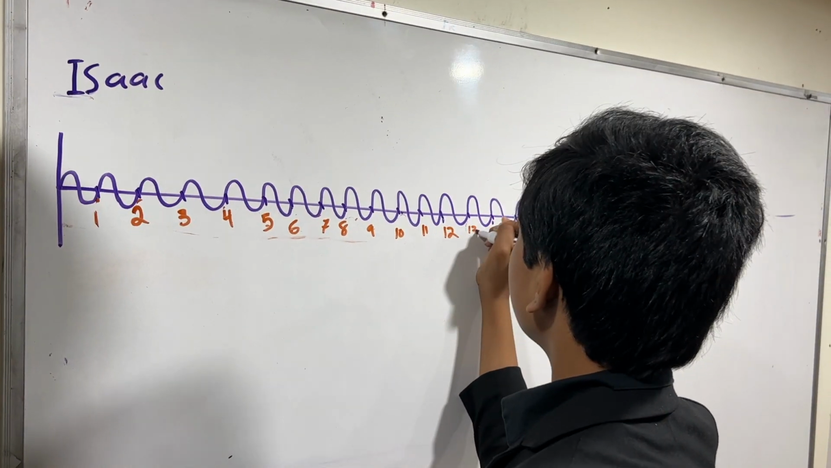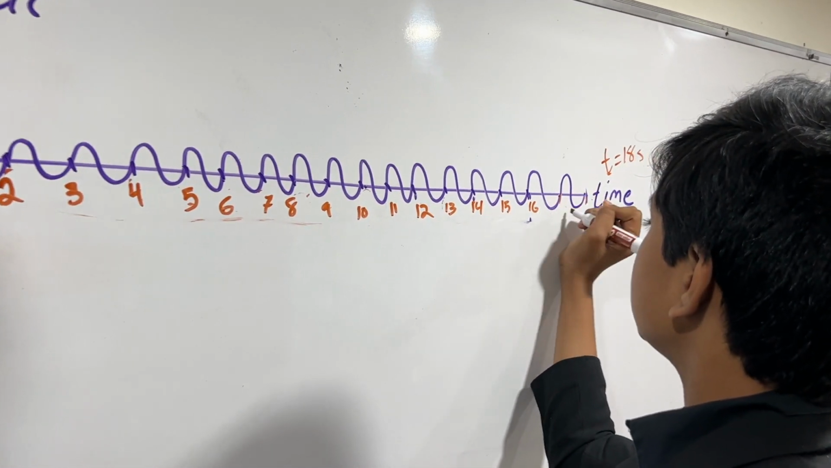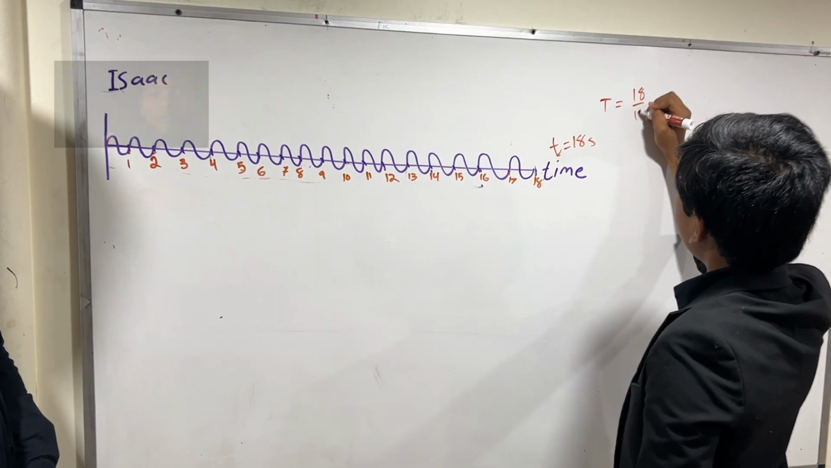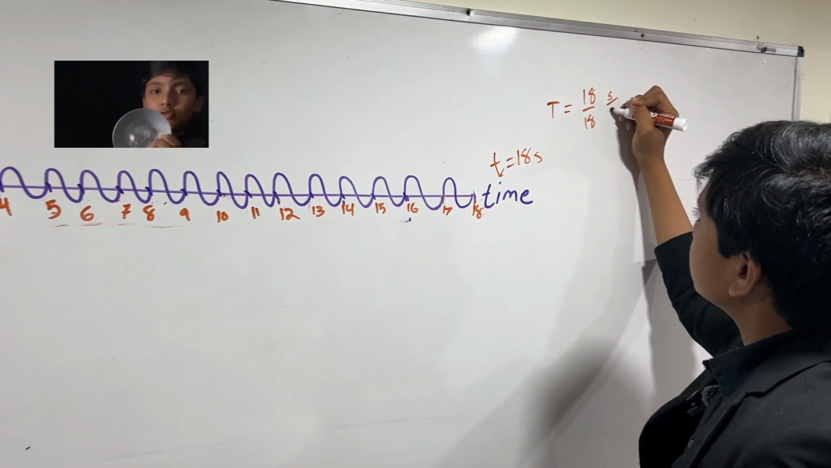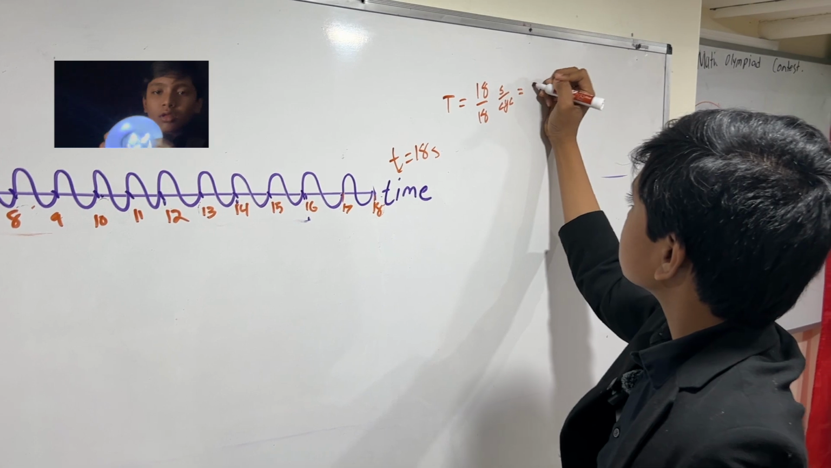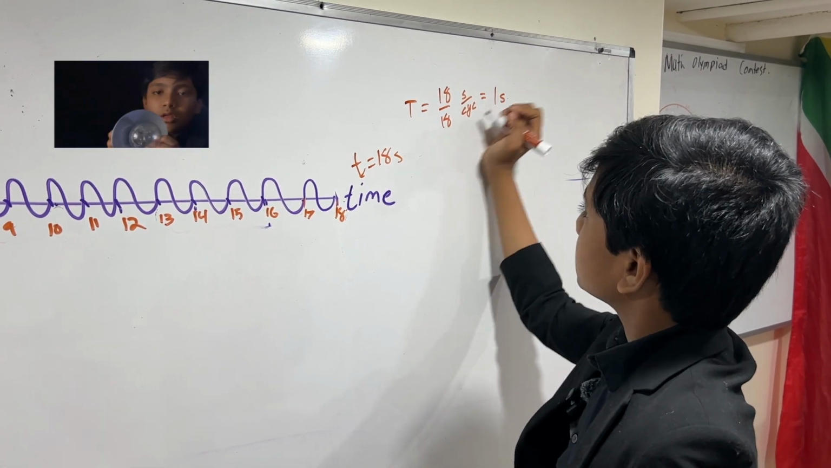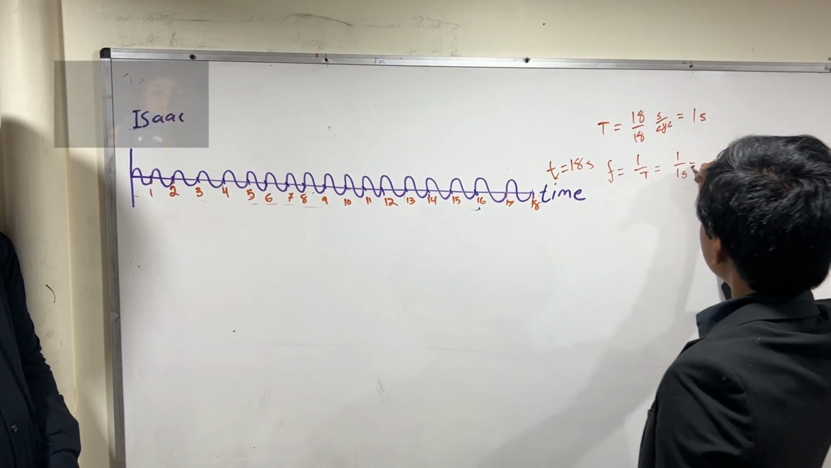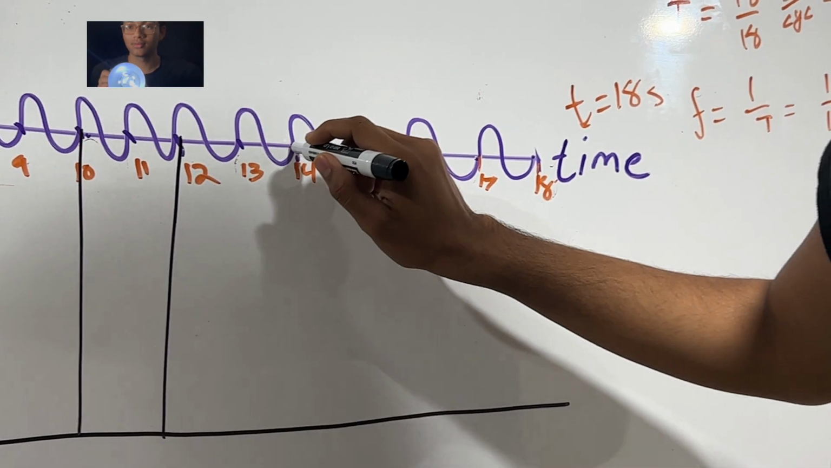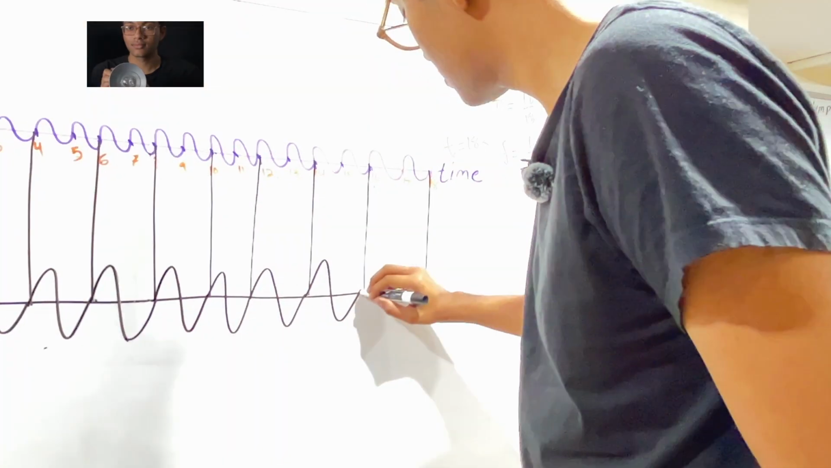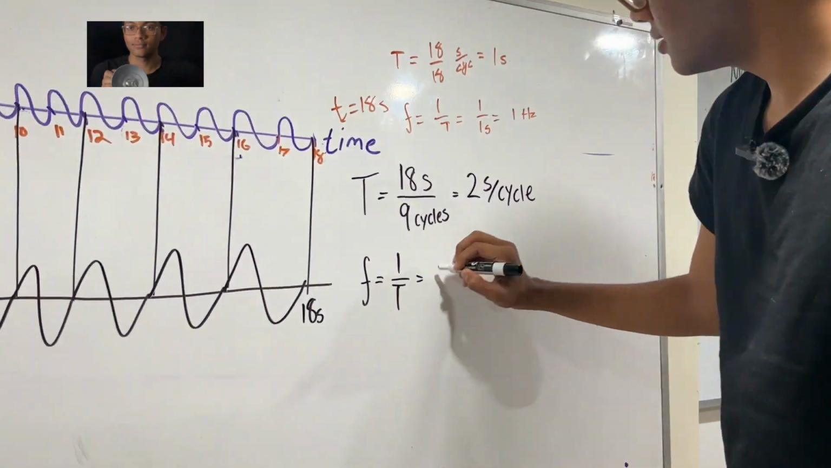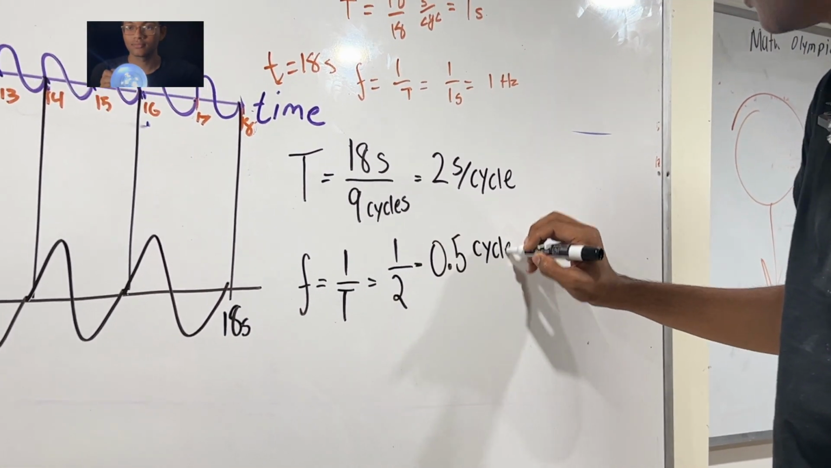I flash my light 18 times, spending 18 seconds, which means the time between two flashes remained constant, which is 1 second. Therefore, my period was 1 second and my frequency was 1 hertz. I flashed my light 9 times, spending 18 seconds. So my period was 2 seconds and my frequency was 0.5 hertz.